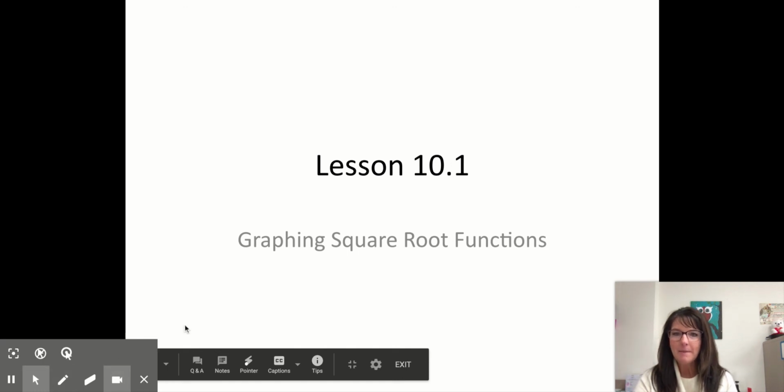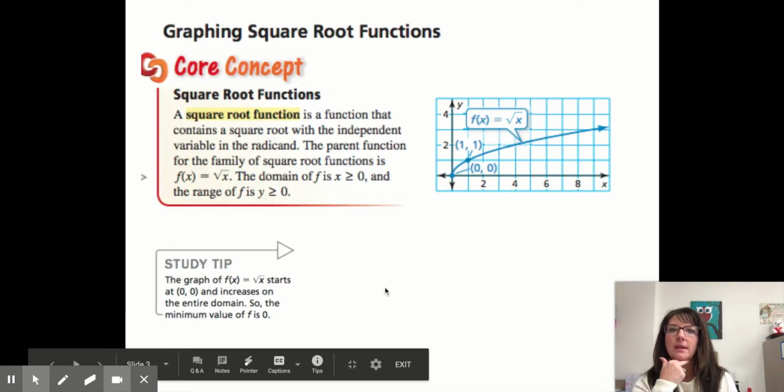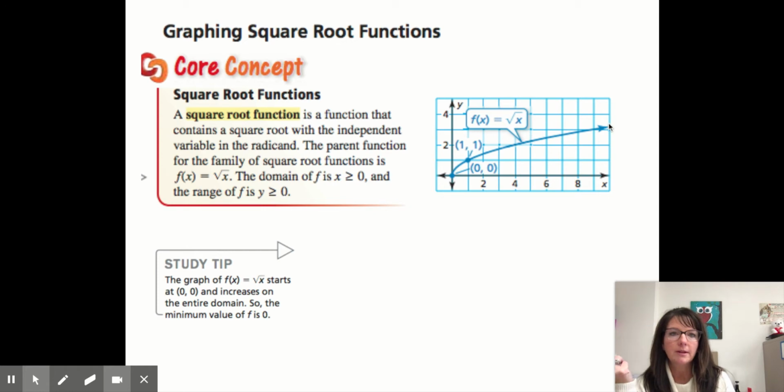Lesson 10.1, graphing square root functions. So we're going to graph square root functions, and then we may get a little bit of real life problems. We'll see. When we have a square root function, you can see the graph right here. Kind of looks like half of a parabola, maybe. A lot of times they're sideways on the graph.